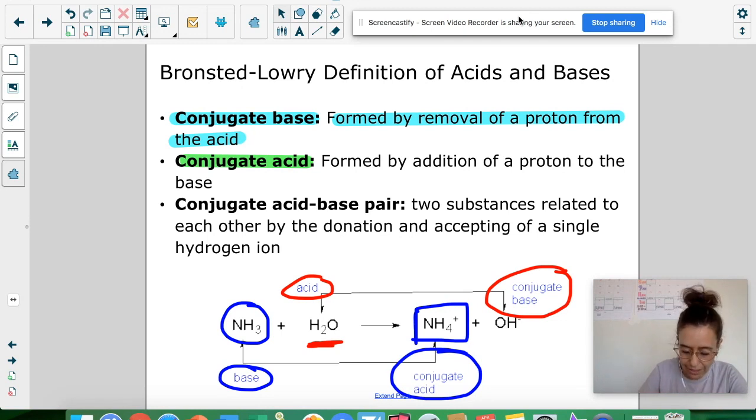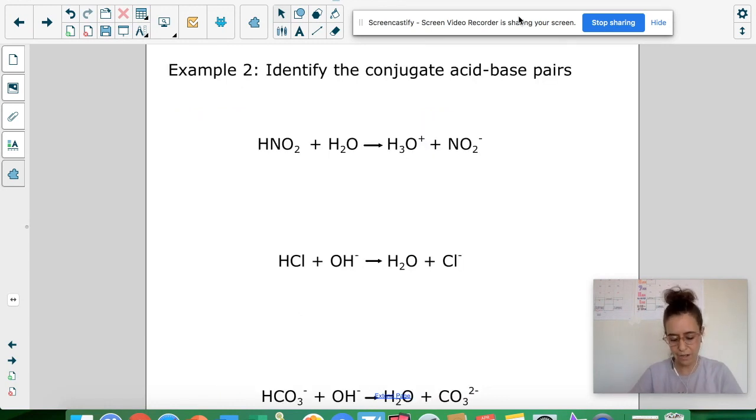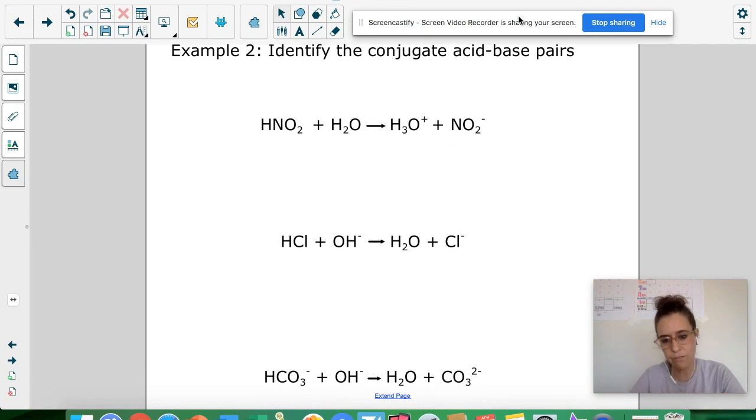So a conjugate acid-base pair is two substances related to each other by either the donation or the accepting of the proton. Okay, so for example, in this case, H2O, that is the acid, and OH, that is the conjugate base, is a conjugate acid-base pair. And NH3, that is the base, and NH4, that is the conjugate acid of that base, is a conjugate acid-base pair. Let's understand some examples here so that we can better understand the idea of conjugate acids and bases.